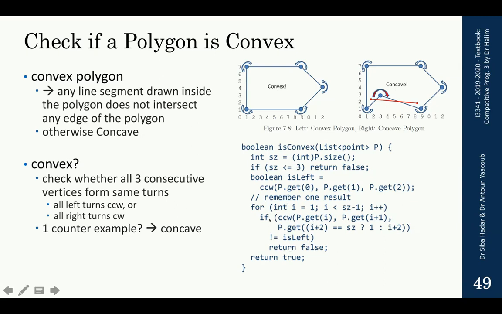I quit the for loop, and if I finish the for loop and never returned false, that means that all the directions are the same, whether they are all counterclockwise true or they are all counterclockwise false. So I return true, and this means that the given polygon is convex. This is a very useful and simple function that we will use later.